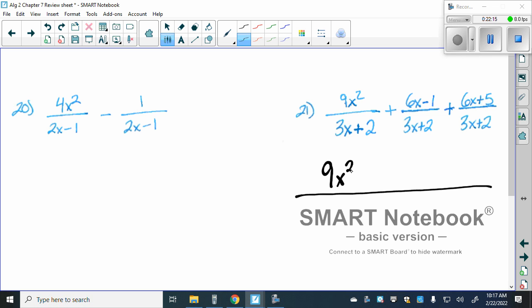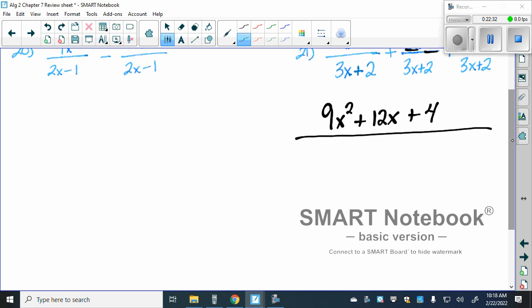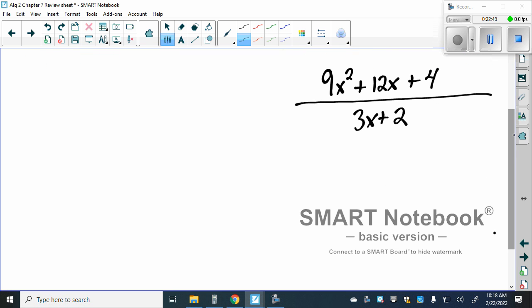So we have 9x squared, because that's the only term that has x squared. Our 6x plus 6x is plus 12x. Negative 1 plus 5 is plus 4. And this is over 3x plus 2. Because the denominators are all the same, we can just add the numerators. Now, we do need to make sure that this doesn't have any like terms on top and bottom, so it'd be good to factor the numerator.